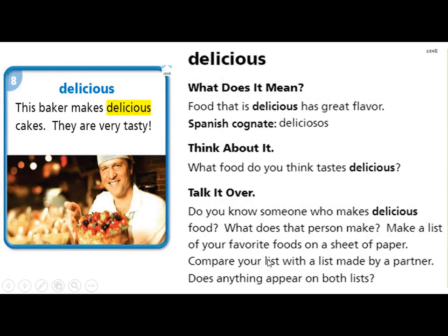Number 8, and the last word, delicious. This baker makes delicious cakes. They are very tasty. What does it mean? It means that the food is delicious, it has great flavor. Here we have a Spanish cognate. So in Spanish, it is delicioso. So something that is delicious means it has a very great flavor.